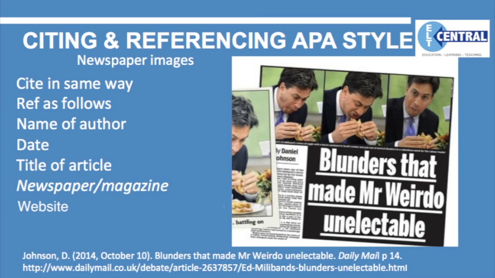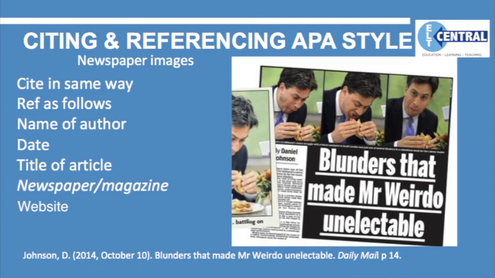So the reference is as follows. Okay, so name of author, date, title of article, newspaper, magazine, and the website. Again, we don't need retrieve from because they're the old rules, so we don't need those. So you can see at the bottom here, Daniel Johnson was the author, 2014, October 10th. Now we put that in there because it's a newspaper and because that's the exact date. Then we've got the title. Then we've got the publication in italics. Then we've got the page number. And then we've got the website.